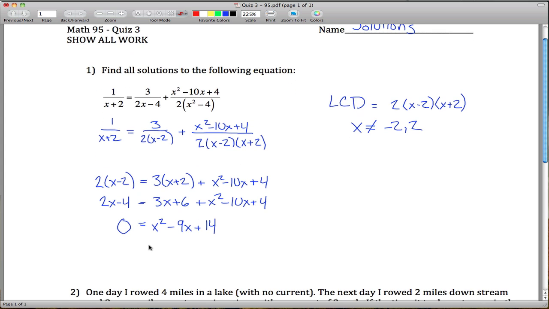And what's nice about this is it factors. We want two numbers that multiply to be positive 14 and add to be negative 9. If you think about that for a little while, mess with it, you'll get negative 2 and negative 7. So this tells us that either x equals 2 or 7. But be careful, that's not your answer. We said up here x cannot be 2. So our answer is just x equals 7.